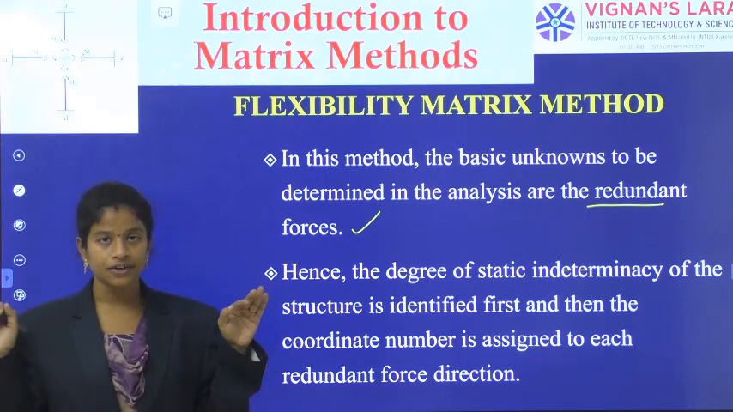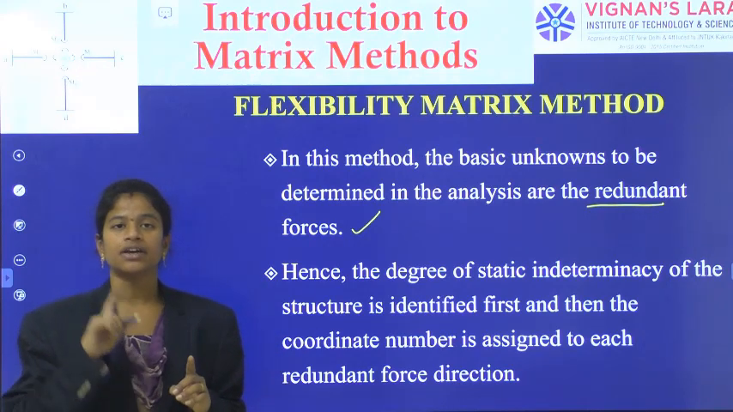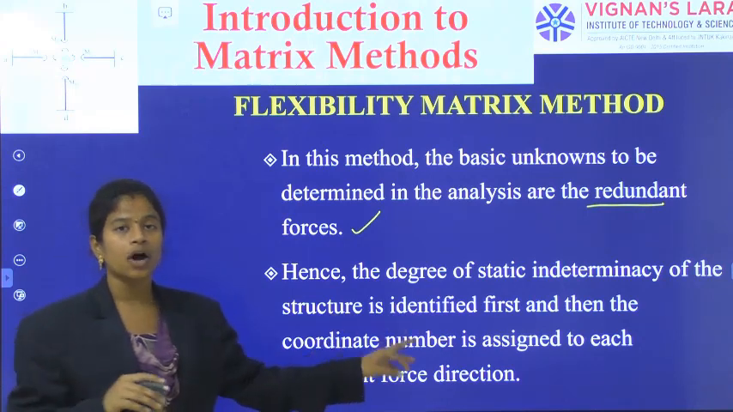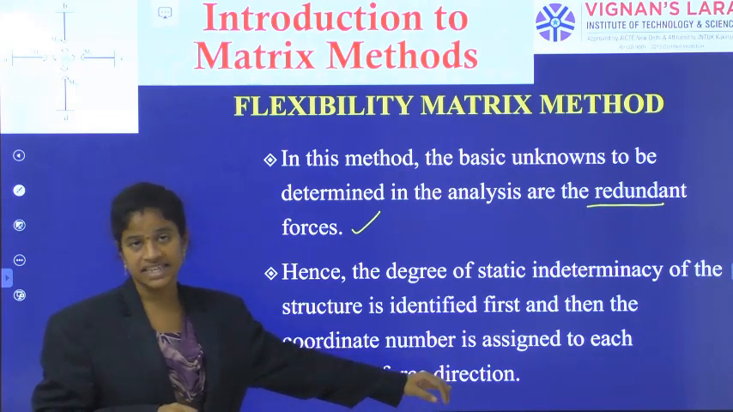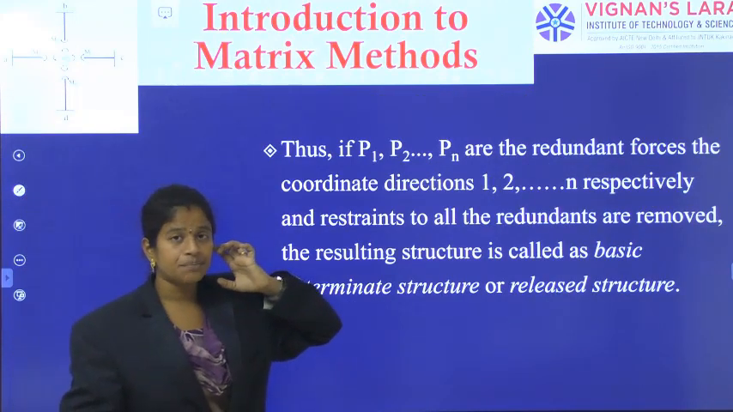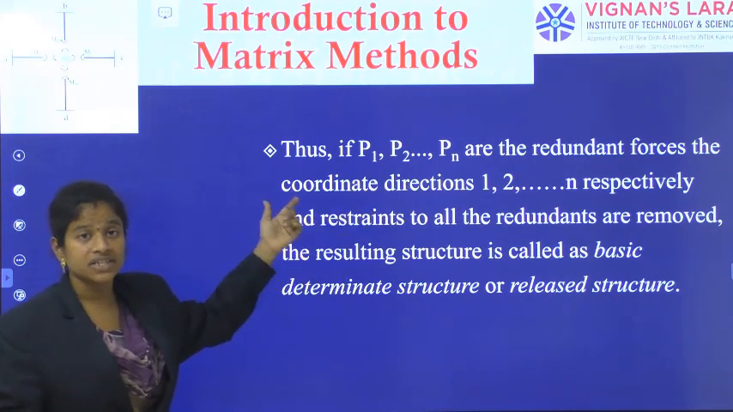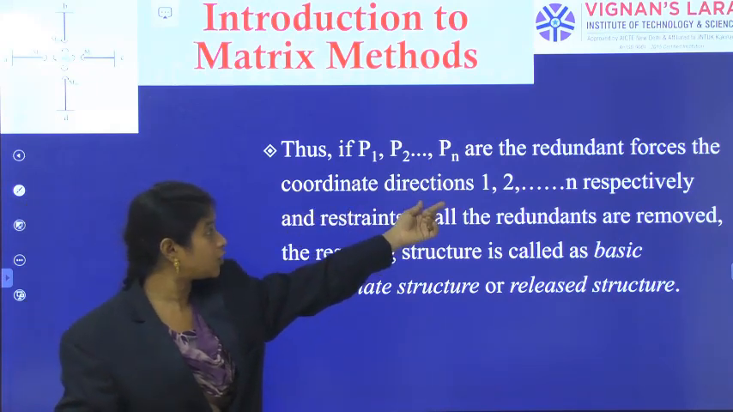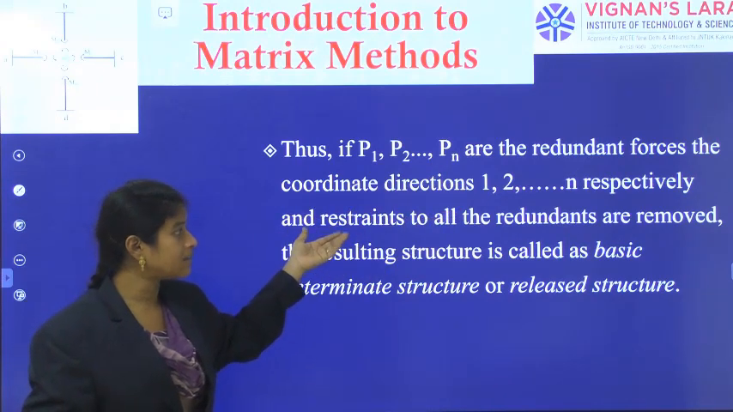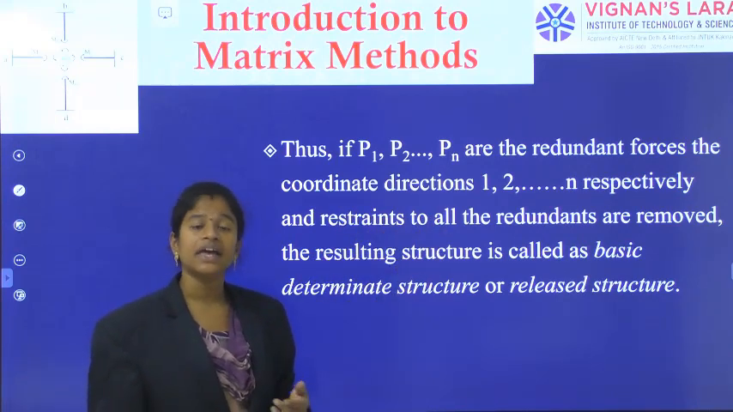Okay, those are the redundant forces we need to identify. Later, we have to give the numbering 1, 2, 3, 4 like that. Coordinate numbering we have to assign to each force in that particular direction. If P1, P2, P3 and so on up to Pn are the redundant forces in the coordinate directions 1, 2, 3 and 4 and so on respectively, the restraints on all the redundants will be removed.